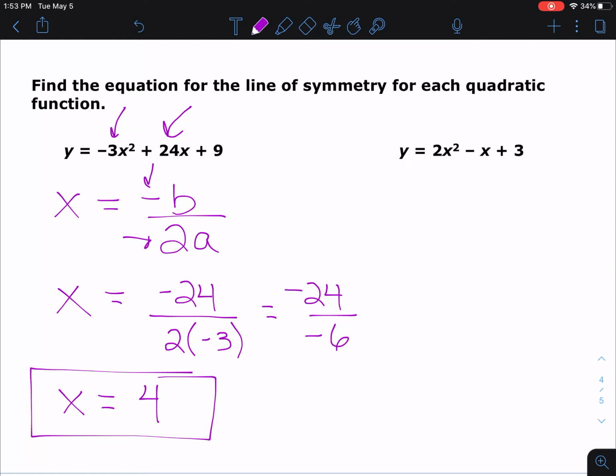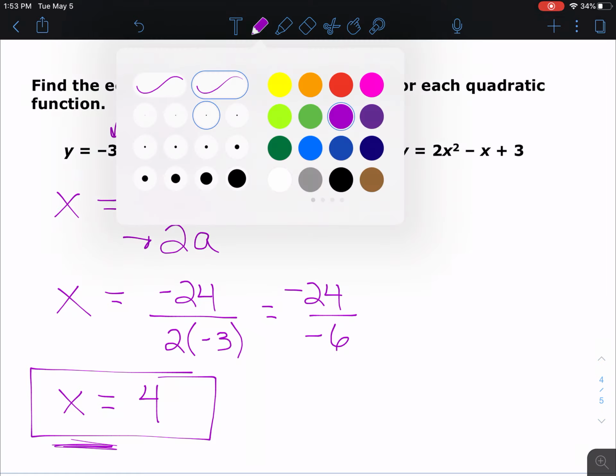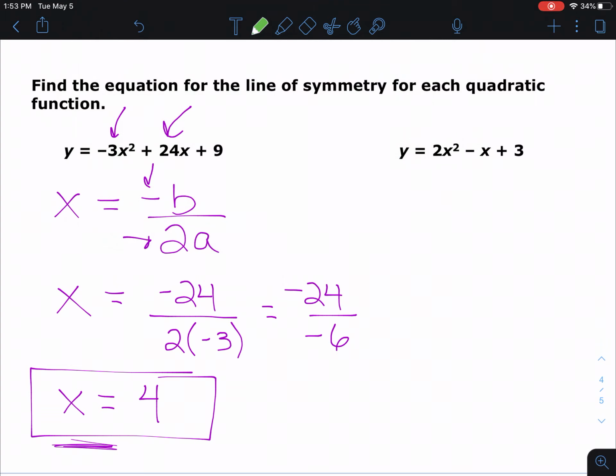Make sure when you do this, you have the x equals part in there. It's got to be there, otherwise it's not a line. If you just write 4, it's not the same thing. So make sure it says x equals. The formula is built in that way, so you should be good, but don't forget it. Okay, so let's try another one.